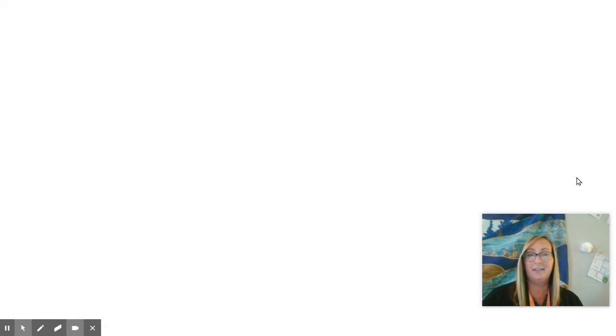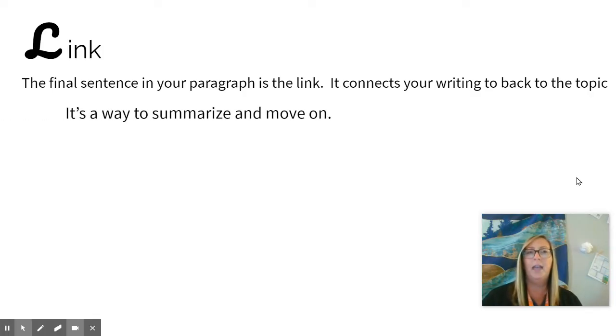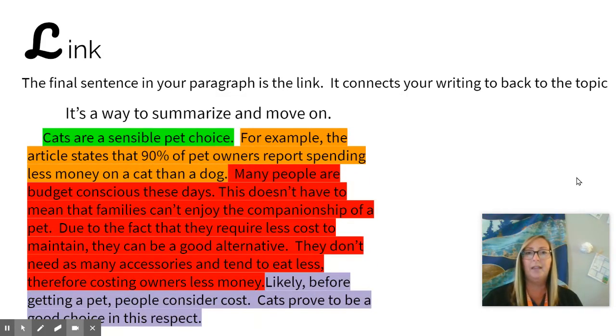And then the last thing you see in a paragraph is the L, the link. And here's where you leave your reader with a final sentence. Connect back to your topic, leave them a summary, and move on. And what you'll notice here in this paragraph is all the pieces put together. You'll see that at the end, I have a link. So after I talk about it with my own thoughts, I'm just going to close it out.